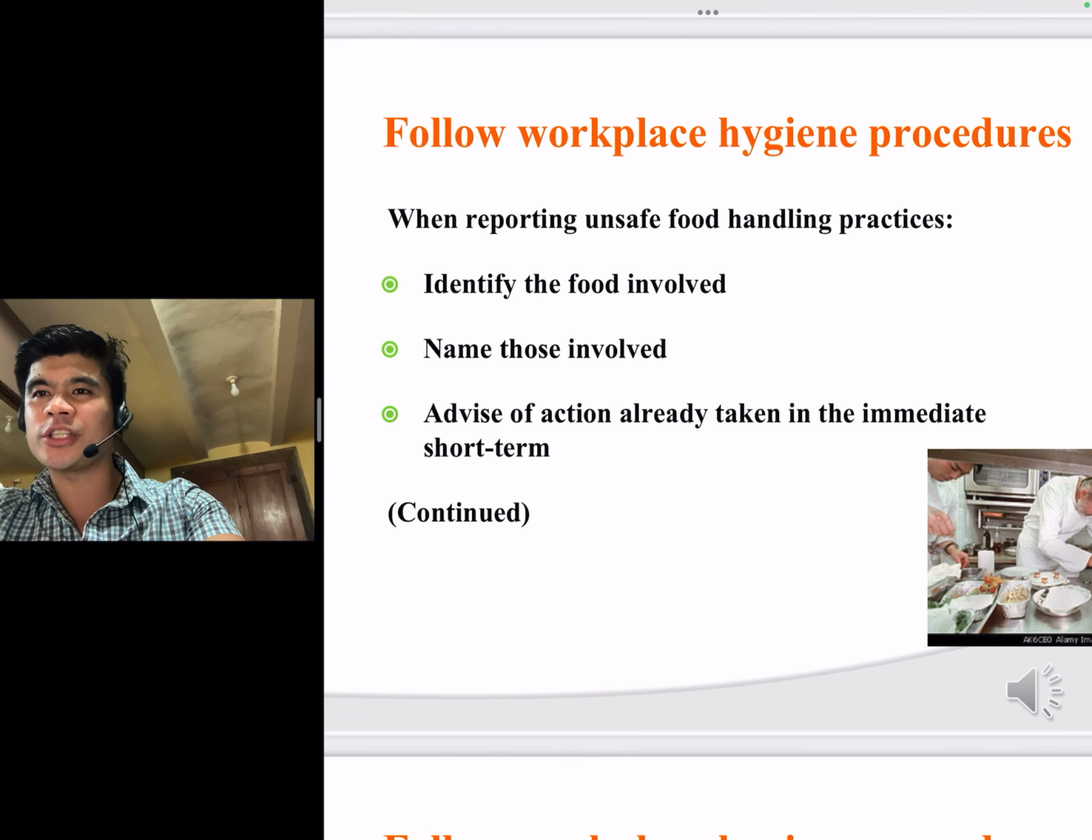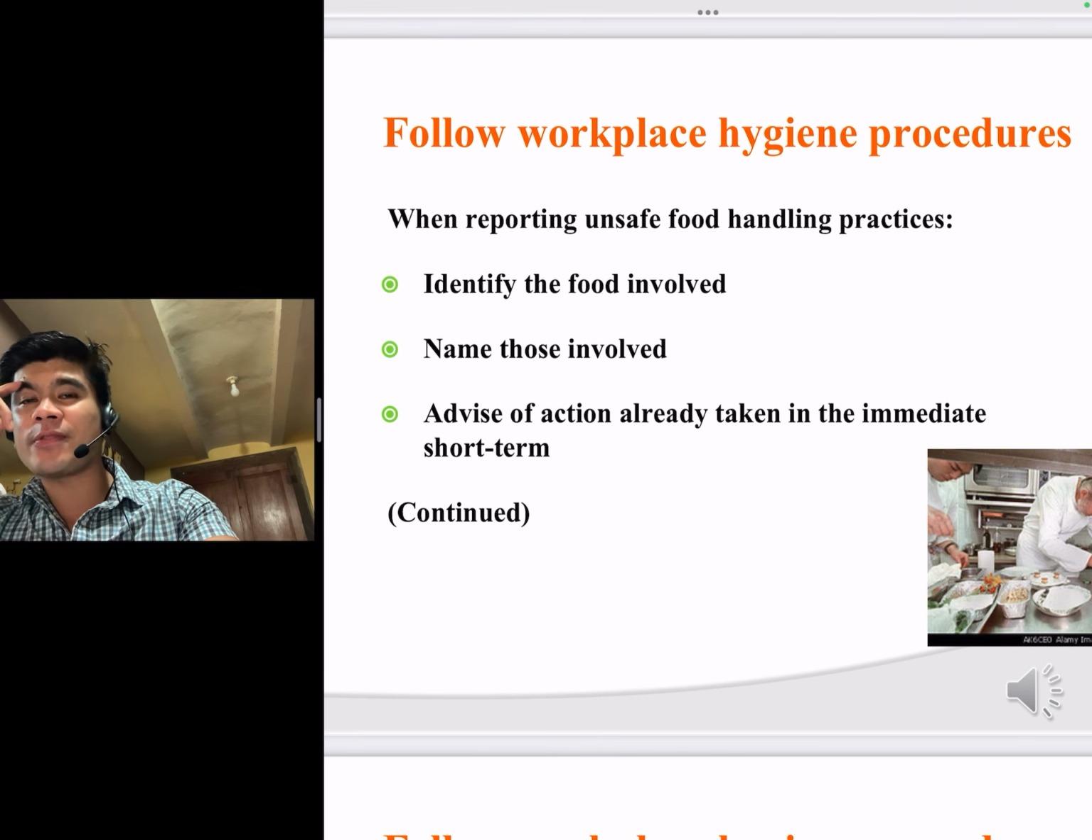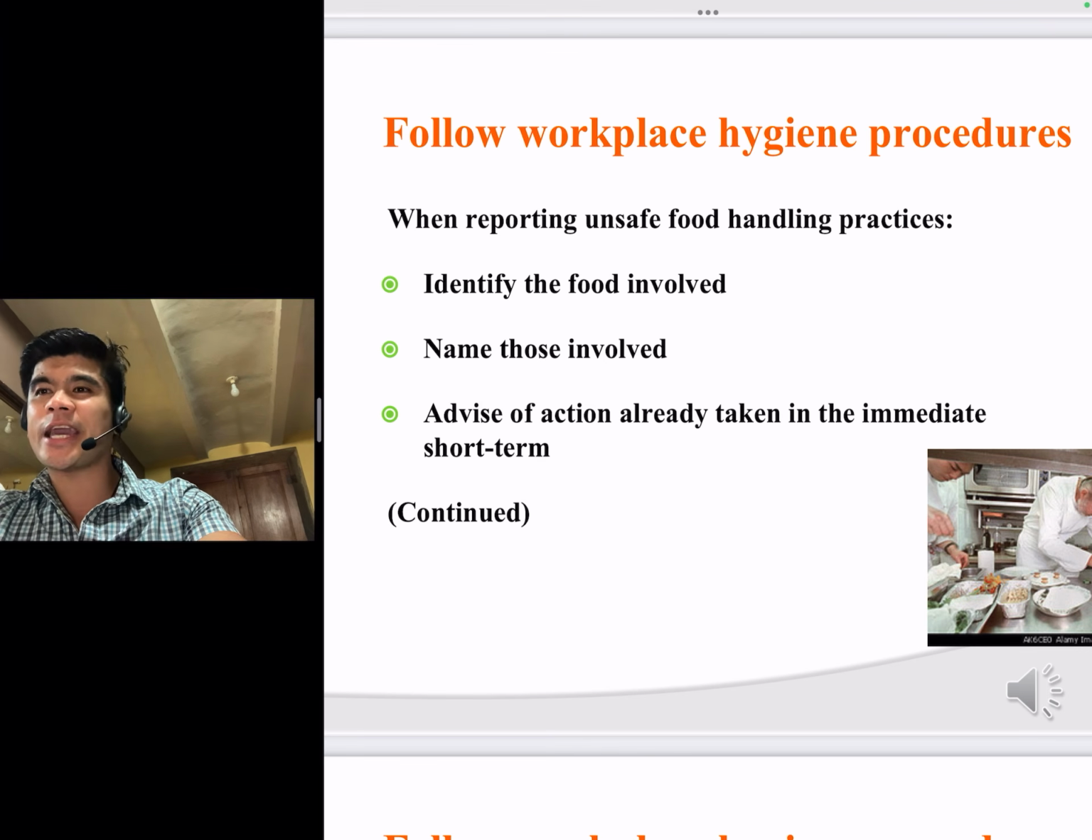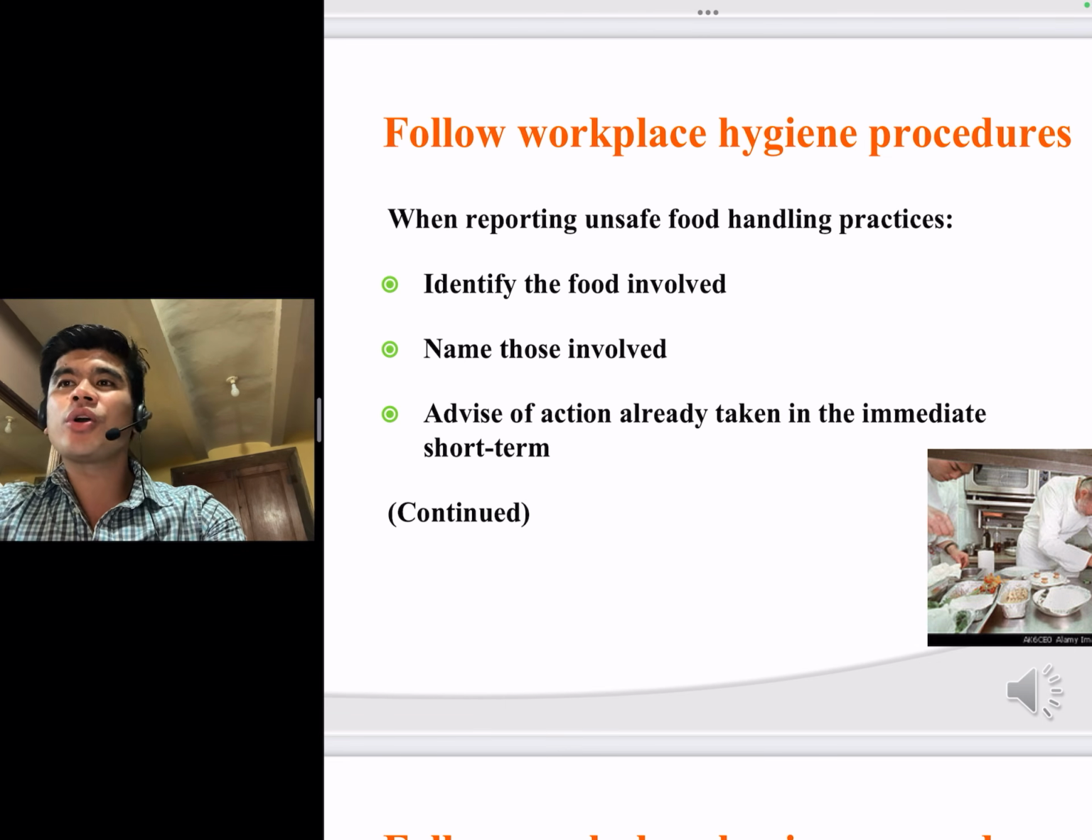Advice of action already taken. So the action was that Juan and Pedro were informed about the incident, and they are going to be investigated to see if the problem happened between the co-waiters or inside the kitchen. So that is how you do it.